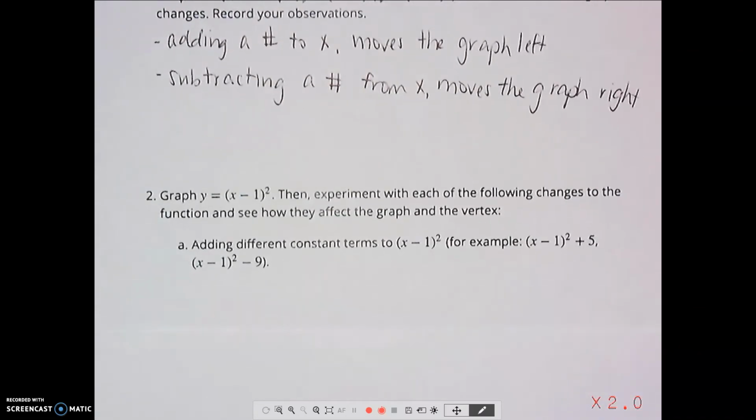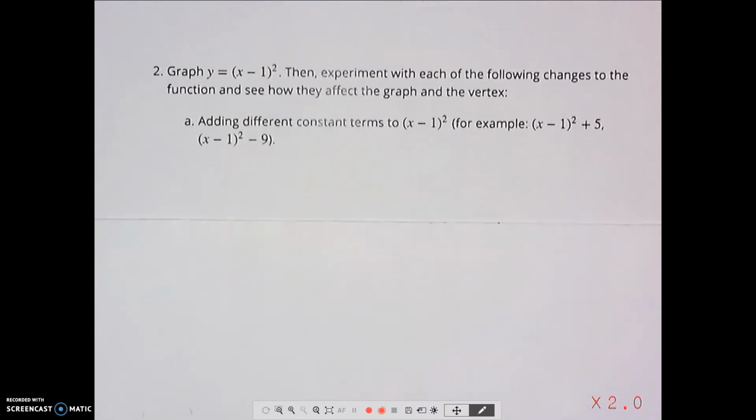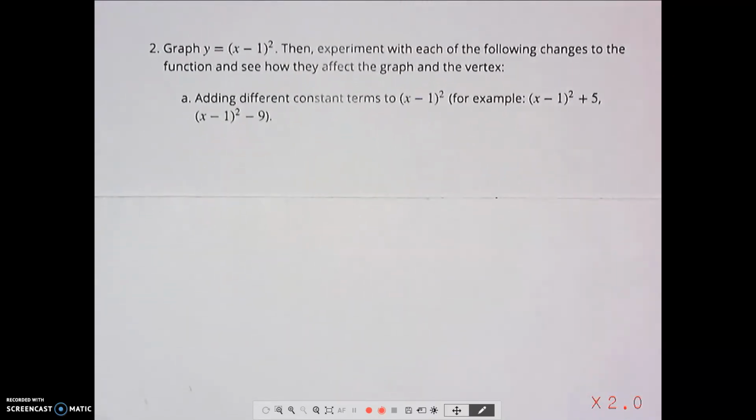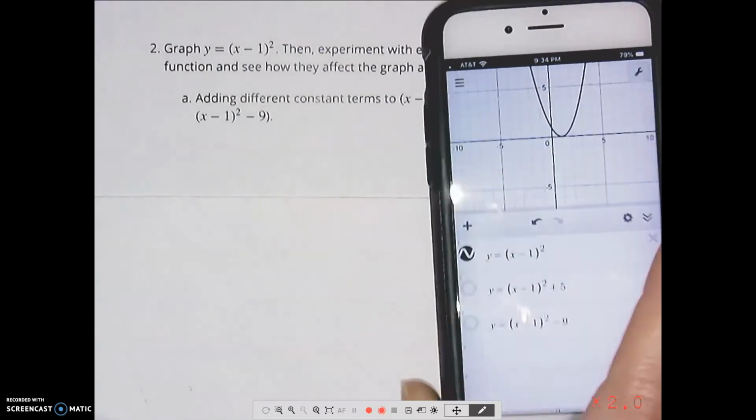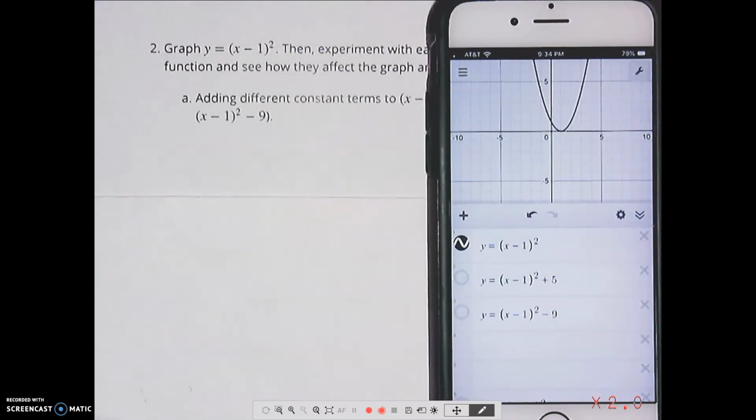So the next thing it asks us to do is to graph y equals the quantity x minus 1 squared, then experiment with each of the following changes to the function and see how they affect the graph and the vertex. So we're going to look at y equals the quantity x minus 1 squared. So remember, what's that going to do to the graph if it's a minus 1? It's going to actually move it right 1. So there is our function where we have graphed y equals the quantity x minus 1 squared, and it did move the vertex 1 space to the right.